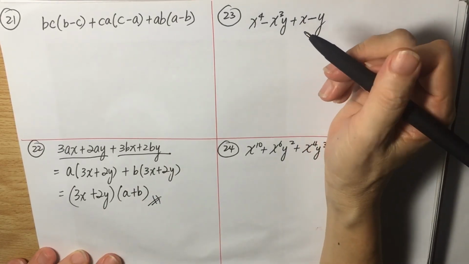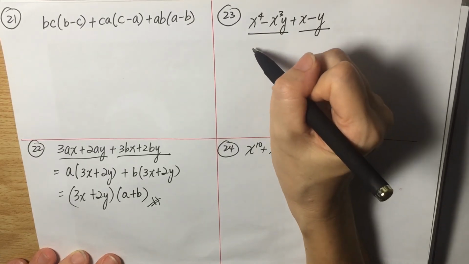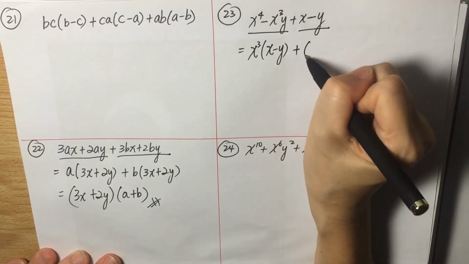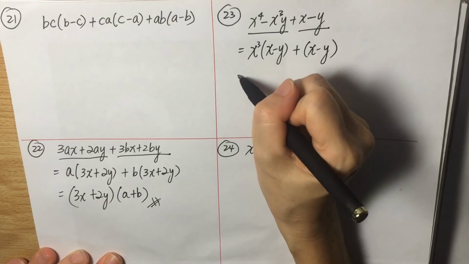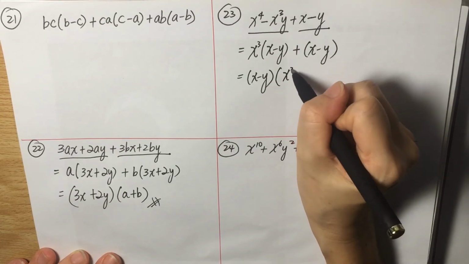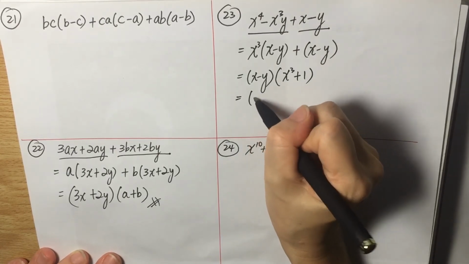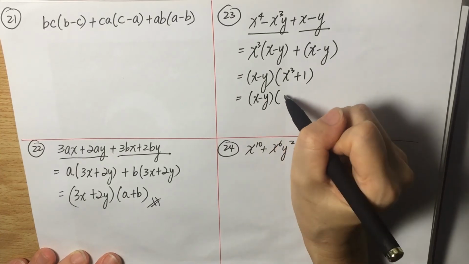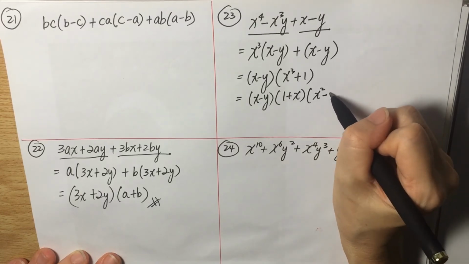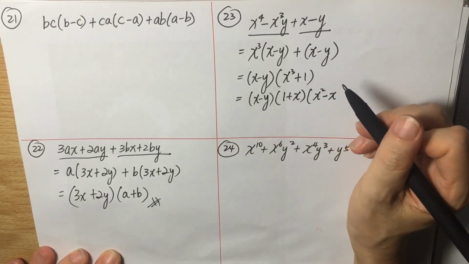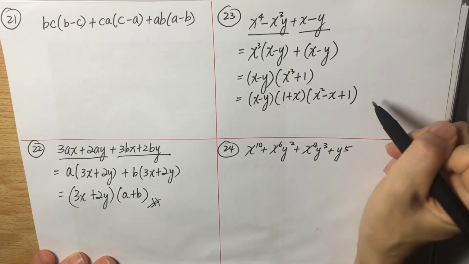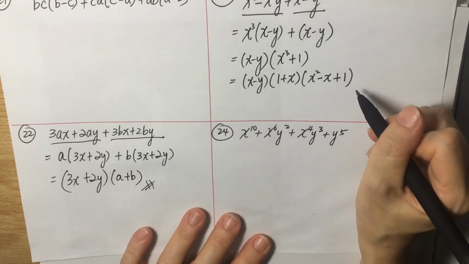Question 23. Group 2 by 2. X cubed, x minus y, and then you have x minus y also. So together the common factor is x minus y, so you have x cubed plus 1. We can further factorize this to be 1 plus x, and then x squared minus x plus 1. So that is a factor.